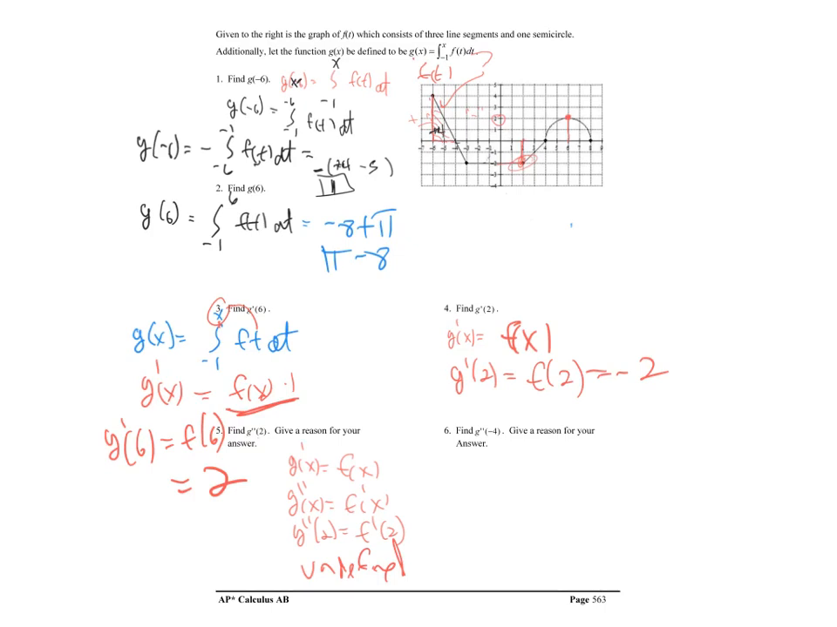G double prime of negative 4. Well, I'm not going to do all the work again. I already know that g double prime of x is equal to f prime of x. G double prime of negative 4 would be f prime of negative 4. Go back up and look at my function at negative 4. Right here. What's the slope of that line? Rise over run. 1, 2, 3, 4, 5, 6. 1, 2, 3. Negative 6 over 3, negative 2.